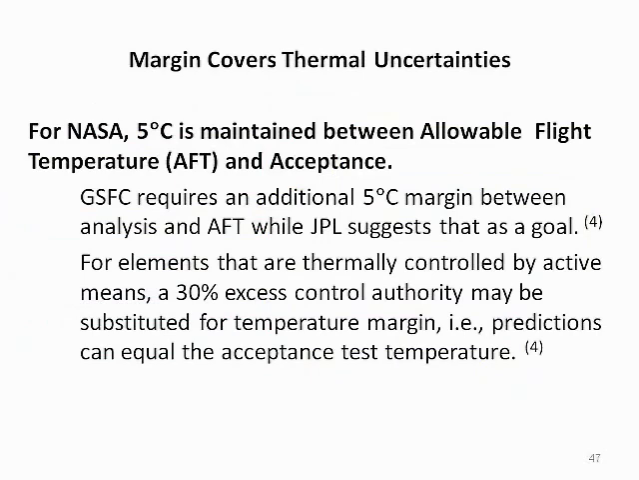Margins required by government agencies mitigate the risks associated with flight hardware being exposed to greater than expected temperatures on orbit. For NASA, 5C is maintained between allowable flight temperatures, or AFT, and acceptance. NASA Goddard requires an additional 5C margin between analysis and AFT, while JPL suggests that as a goal. For components that are thermally controlled by active means, such as heaters or loop heat pipe radiators, a 30% excess control authority may be substituted for temperature margin. In other words, predictions can equal the acceptance test temperature in that case.